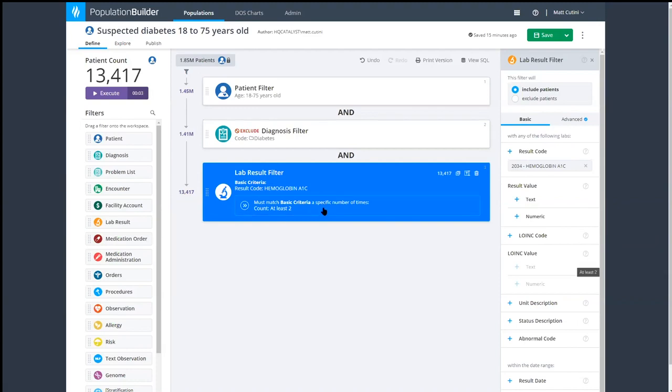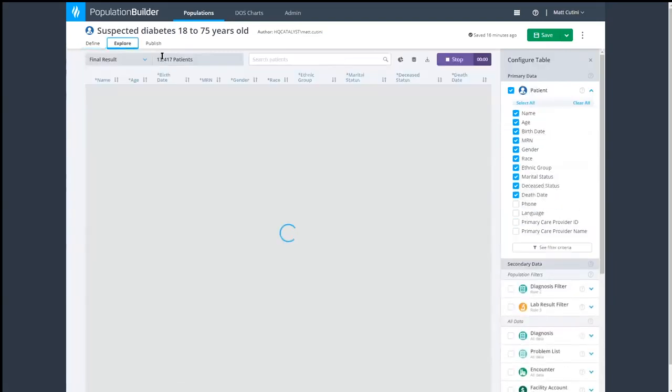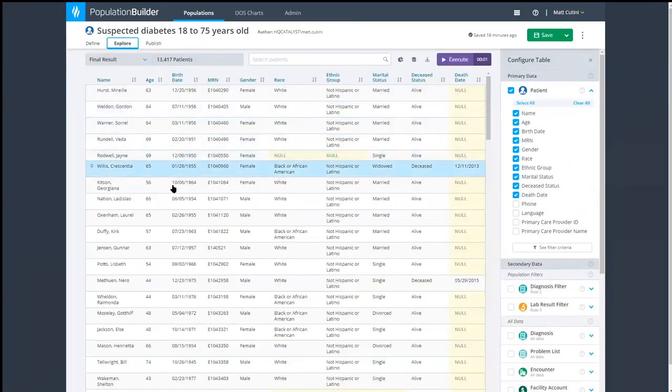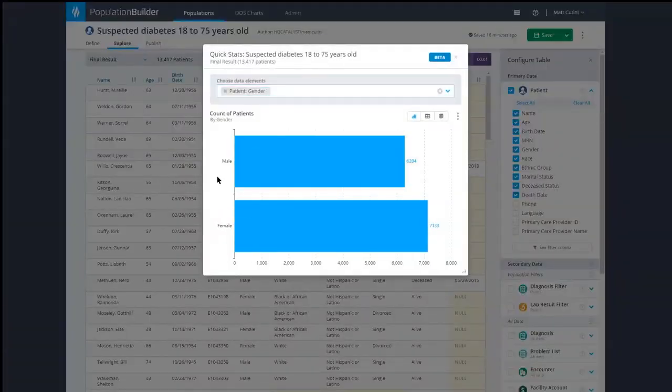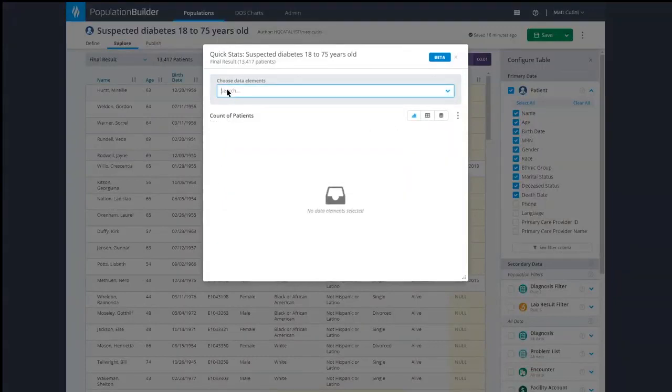You can see here that there is some pretty sophisticated querying abilities that you can just do visually with these drag and drop tools. So you can see how the population dwindled as I applied more criteria, and I ended up with 13,400 patients. Now immediately what I can do is start to explore who these patients are. I can start to see their names, and if I want to do some quick and dirty analysis, I can get some histograms of their gender or their race breakdowns.